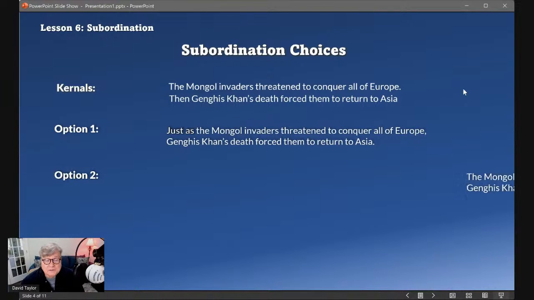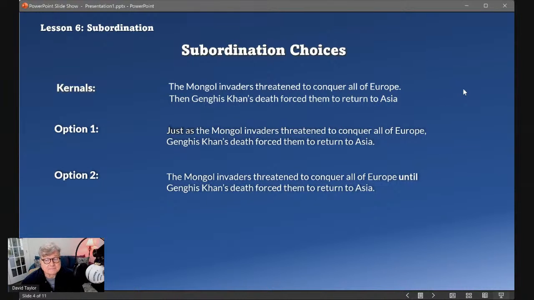Now, what if we wanted to emphasize something else in a different essay? The Mongol invaders threatened to conquer all of Europe. That's the main clause, until Genghis Khan's death forced them to return to Asia. So that main clause is the focus of our attention, the fact that they threatened to conquer all of Europe. Now, because the subordinate clause, until Genghis Khan's death forced them to return to Asia, is placed at the end, that also receives emphasis. So we have a pretty equally balanced sentence here.